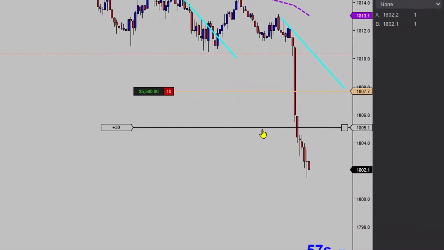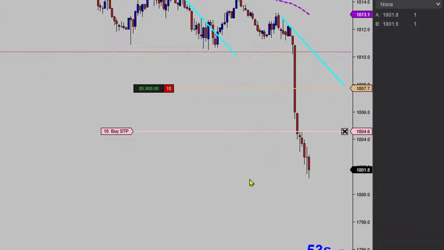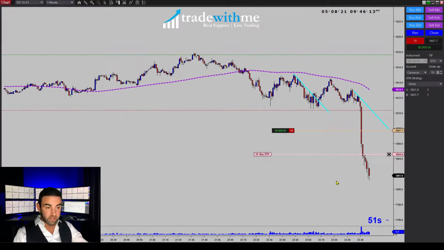Now I'm just going to move my stop down to this level here, because I want to protect my profit. We can't have a loss on this, but we can see the amount we're already in profit, so I can really just concentrate on what the bars are telling me.